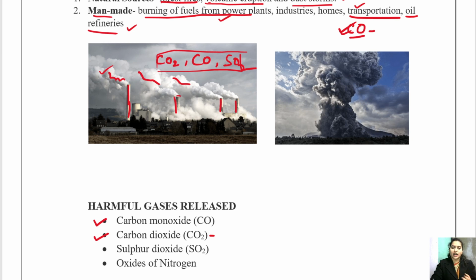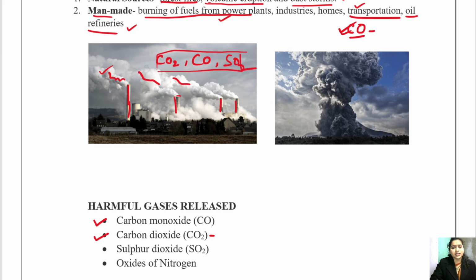So if carbon dioxide is in a small amount, it is not dangerous, but if an excessive amount of carbon dioxide is present in the atmosphere, there can be a rise in temperature, which may cause global warming. Getting it? I'll explain this global warming later.